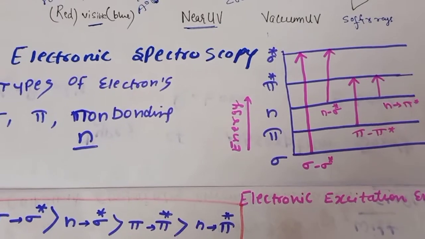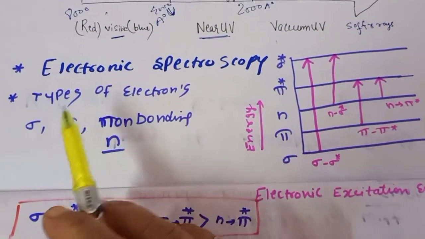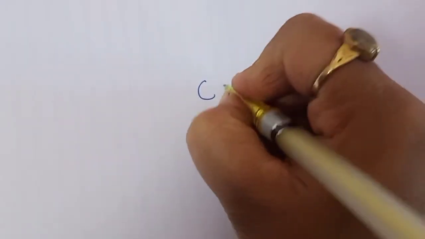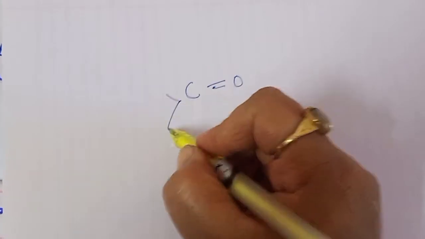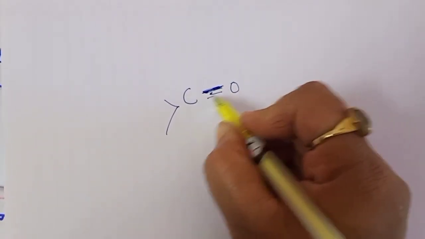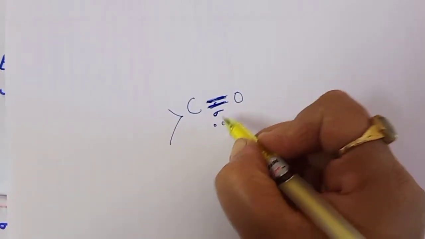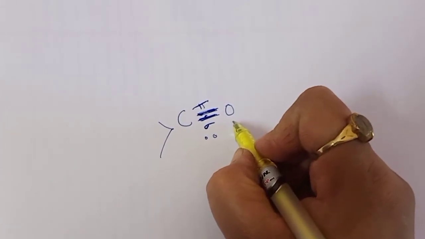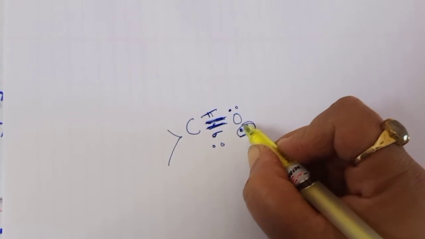If we talk about any molecule, there are various types of electrons: sigma electrons, pi electrons and non-bonding electrons. If we see this molecule, this is a carbonyl group. This is a sigma bond or this is a pi bond. A sigma bond is made up of sigma electrons and a pi bond is made up of pi electrons, and as this is oxygen, a heteroatom, there are definitely non-bonding electrons also. These are the lone pair of electrons.